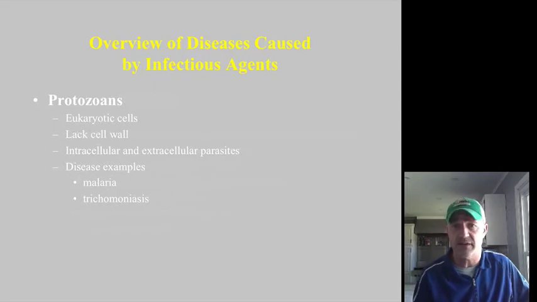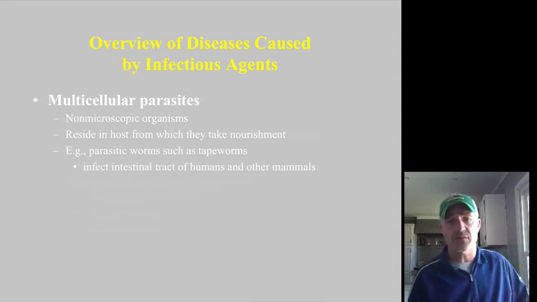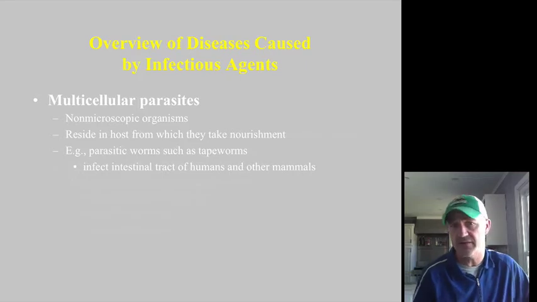Again, part of the reason treatments on these are a lot of times a lot more difficult. And then finally, there are a lot of parasitic worms, such as tapeworms and roundworms, that can infect a lot of times intestinal tracts, but other things as well, and can become a problem.